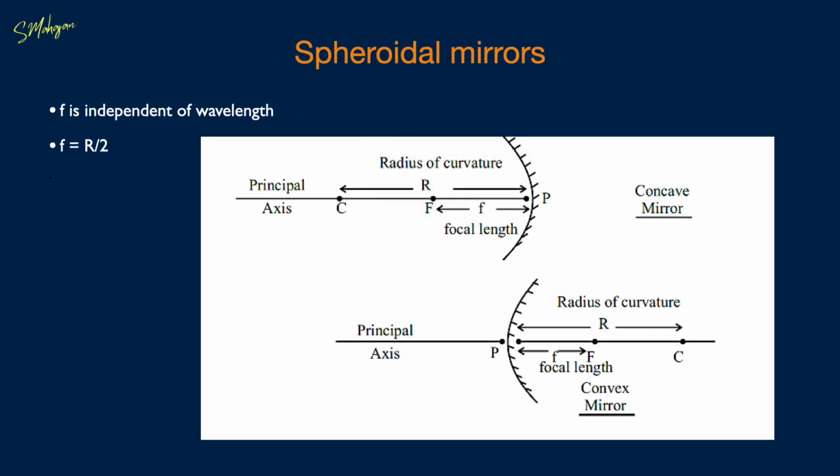In case of mirrors, the relationship is simpler. That is, focal length is just half of the radius of curvature of the mirror. Another advantage of using a mirror instead of a lens is that the focal length is independent of the wavelength. So one does not have to correct for the fact that different colors of white light will disperse differently.